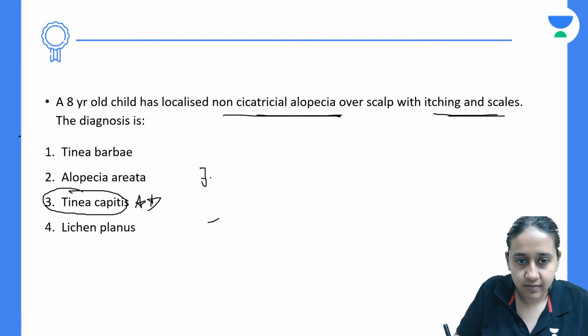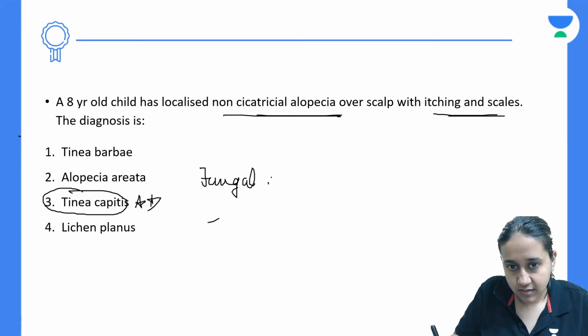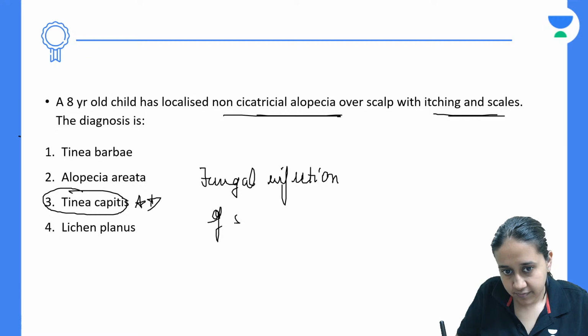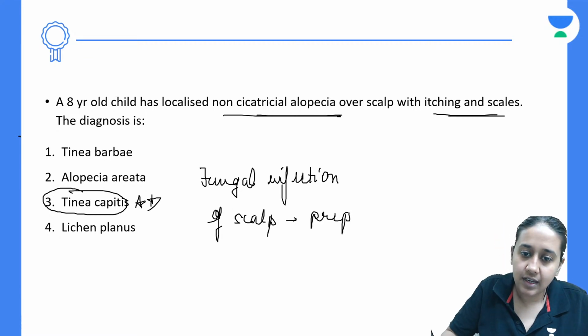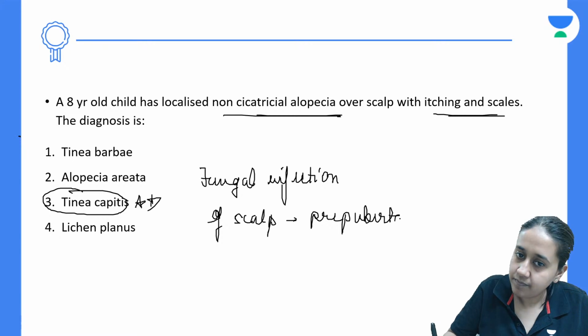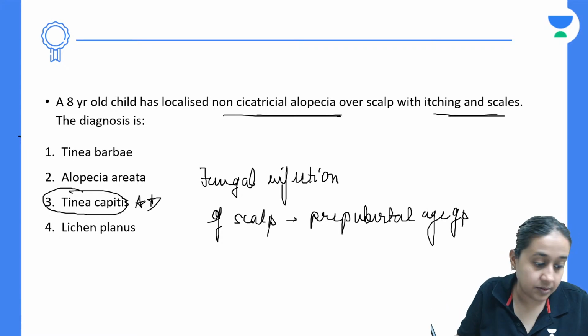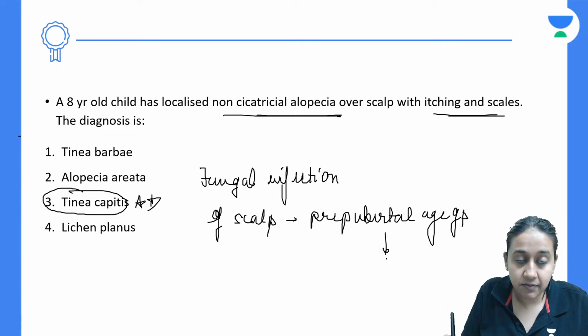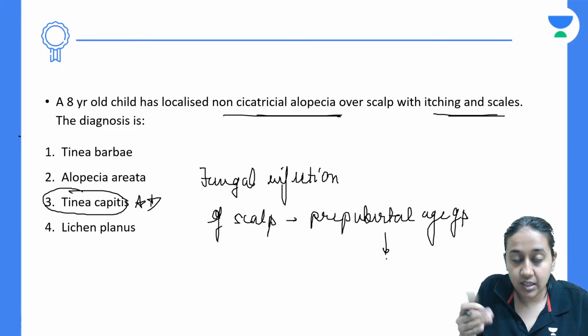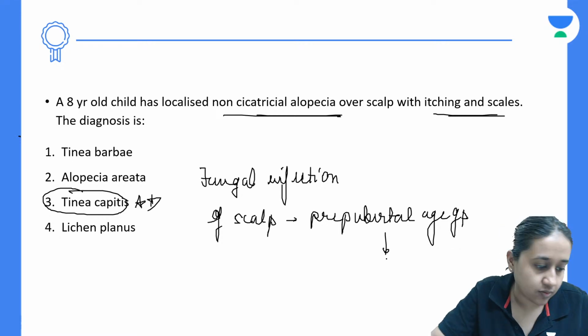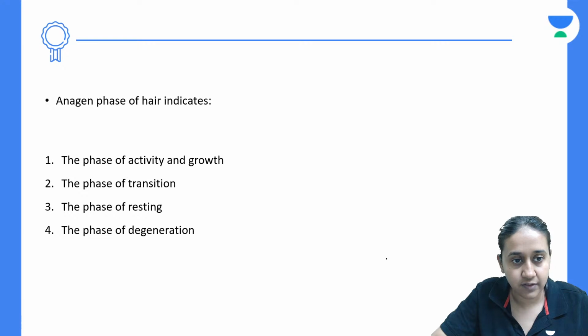Please remember, fungal infection of the scalp is more common in pre-pubertal age group. And can anybody tell me why? The reason behind this is because the sebum which is present after puberty is antifungal. So before puberty we don't have any sebum, and that is why in a pre-pubertal child if you see scaling and itching over the scalp, you have to think of fungal infection of the scalp.